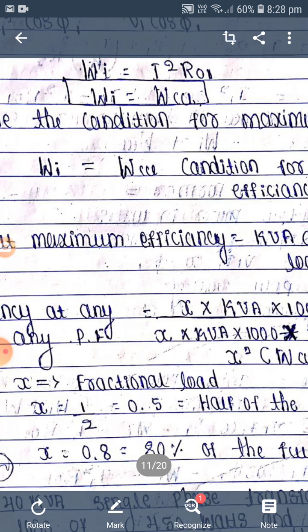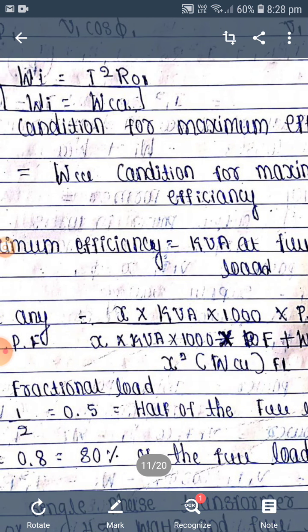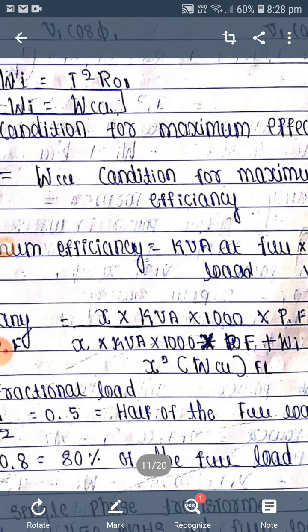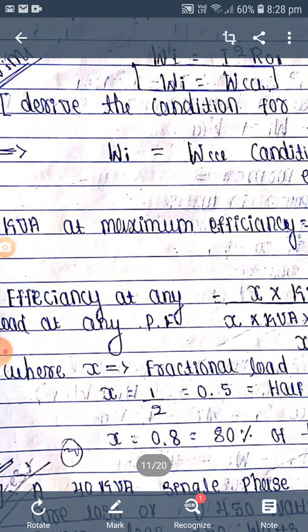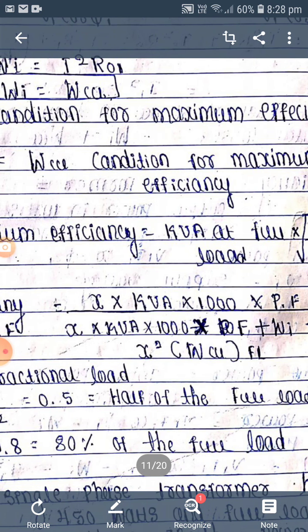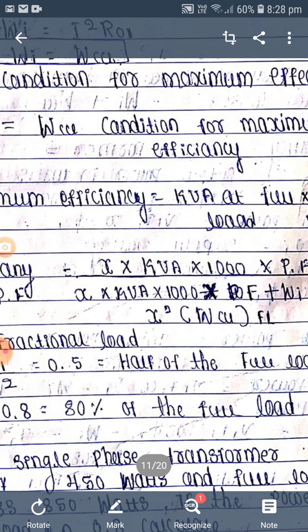And remember two equations. One is the maximum efficiency, which is equal to KVA at full load divided by WCU full load. The second equation is the efficiency at any load at any power factor. We can calculate the efficiency at any load at any power factor with the help of this equation: X into KVA into 1000 into power factor, divided by X into KVA into 1000 into power factor plus Wi plus X square times WCU full load. X is the fractional load.